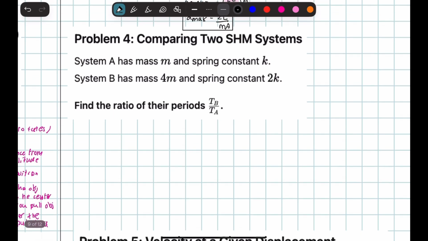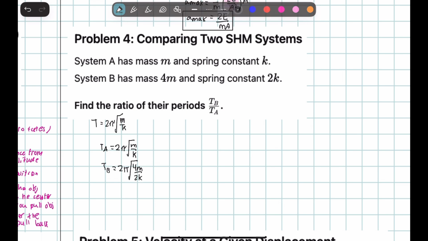Now, comparing two simple harmonic motions. System A has mass m and spring constant k. System B has mass 4m and spring constant 2k. Find the ratio of their two periods, TB over TA. So what we can do is write the period formula. T is equal to 2 pi times the root of m over k. Now, writing each period, TA is just 2 pi root of m over k, and TB is just 2 pi root of 4m over 2k.